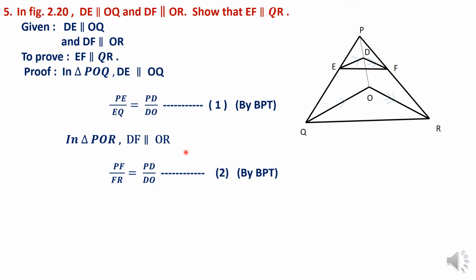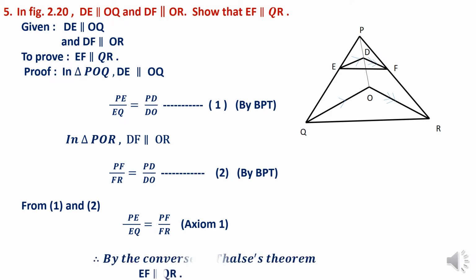Compare equations 1 and 2. Two things which are equal to the same thing are equal to one another. By axiom 1, PE upon EQ is equal to PF upon FR. Therefore, by the converse of Thales theorem, EF is parallel to QR. Hence the proof.